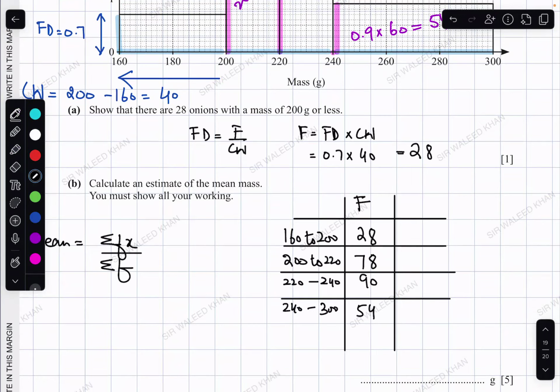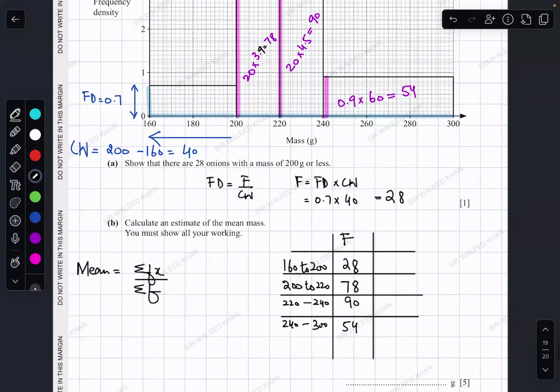We have the frequencies now. So what will be the total of the frequencies? Total it and tell me. 250. So the sum of all the frequencies will be 250.